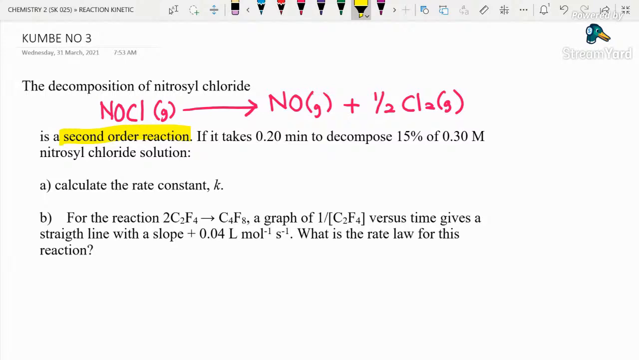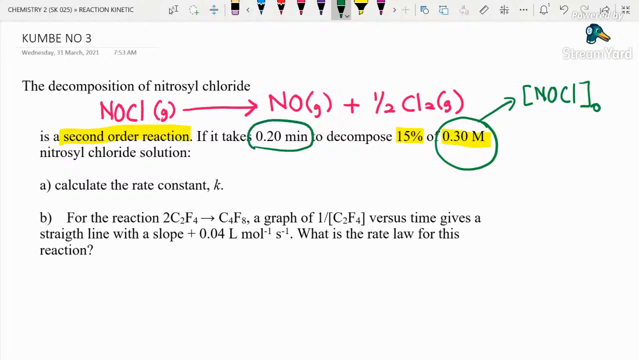It takes 0.2 minutes to decompose 15% of 0.35 nitrosyl chloride solution. Maknanya, this is one information, this is another information. Ni maknanya adalah concentration NOCl initial. Okay, alright. So apa lagi maklumat yang kita dapat? Dia mengambil masa 0.2 minutes untuk decompose 15%.